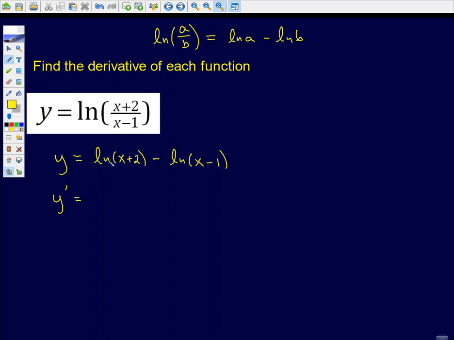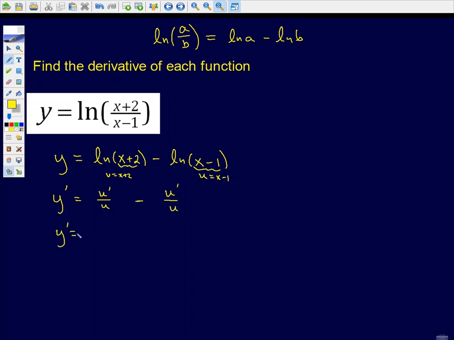Now, you look at this first log, and what you want to say for yourself here is u is x plus 2. So this is the natural log of u, and your derivative is u prime over u, where this u is x plus 2. And then on the second one, you can do that again. Maybe this time u is x minus 1. And the derivative of the log of u is once again u prime over u. Now you just have to keep track for yourself that on the first one, u is x plus 2, and on the second one, u is x minus 1.